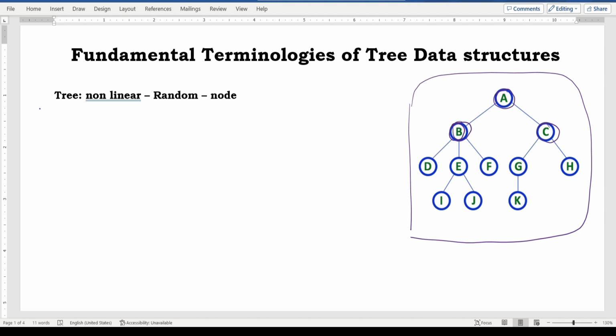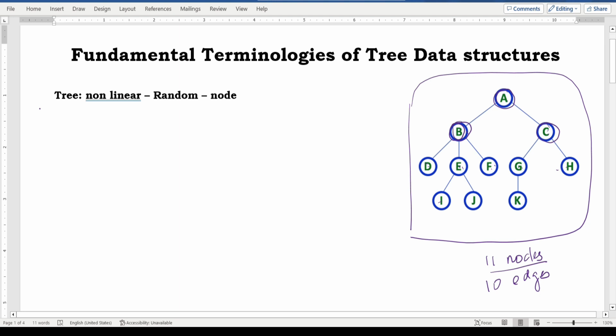In a tree data structure, if there are n nodes, this is a node. So here, how many nodes do we have? In this tree, we have 11 nodes: A, B, C, D, E, F, G, H, I, J, K. There are 11 nodes, and 10 edges. Edges means the line joining the two nodes. The relation.